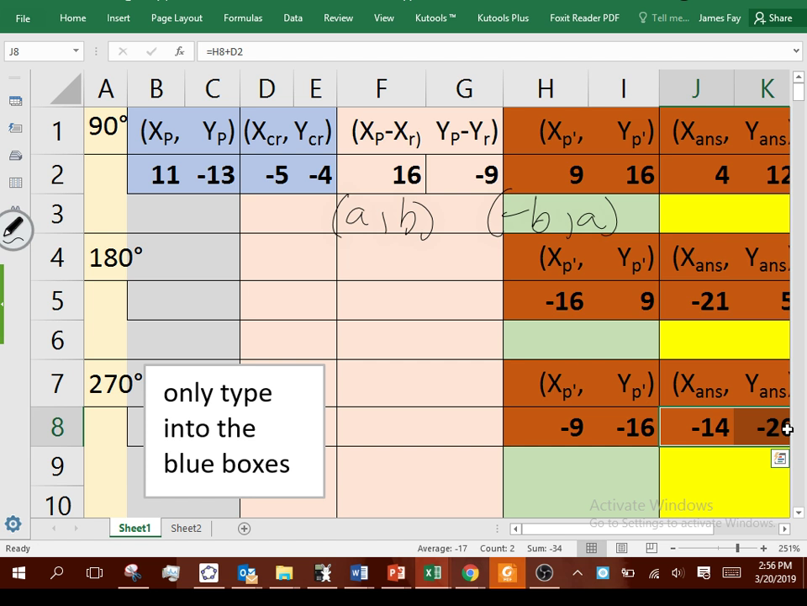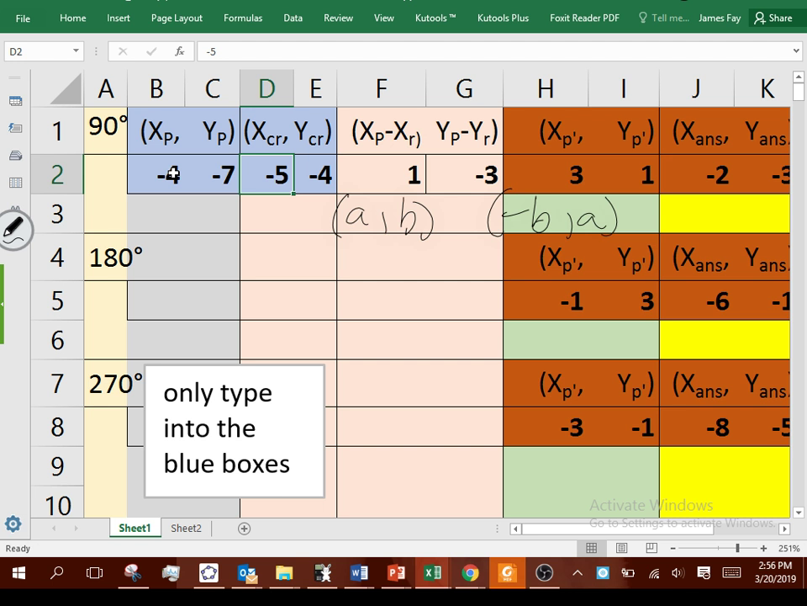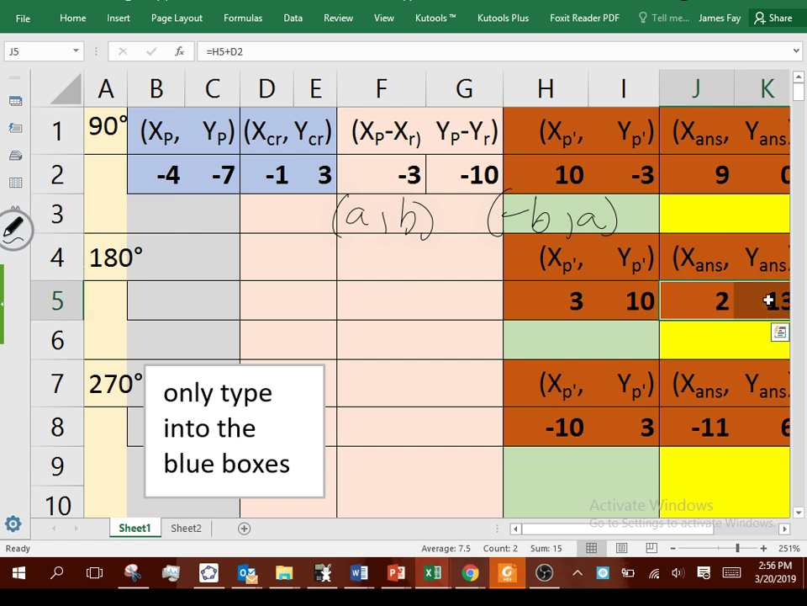Okay. And then the third one, we're looking at negative 4, negative 7, rotated around negative 1, 3, okay? And we're doing 180 degrees. Did you guys get 213 for the third one? 213 for the third one, okay?